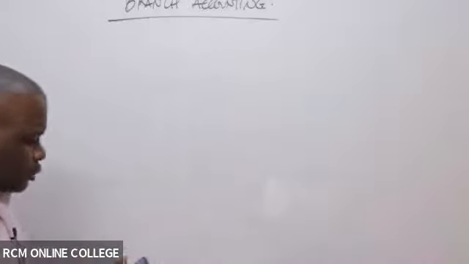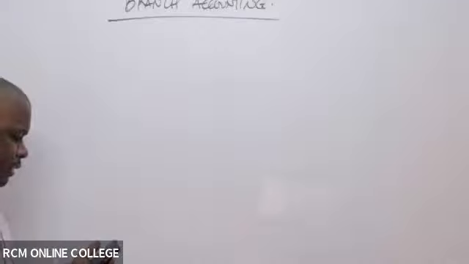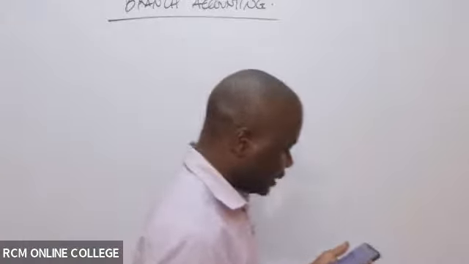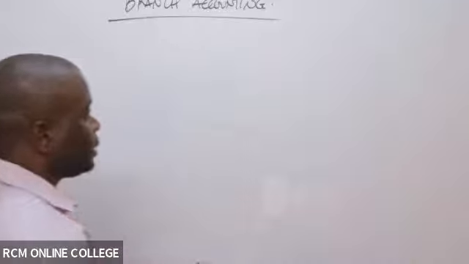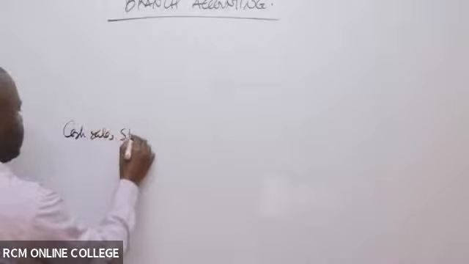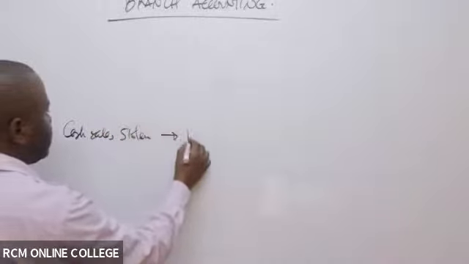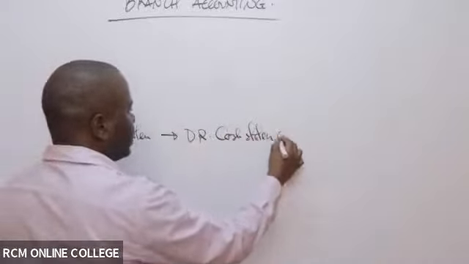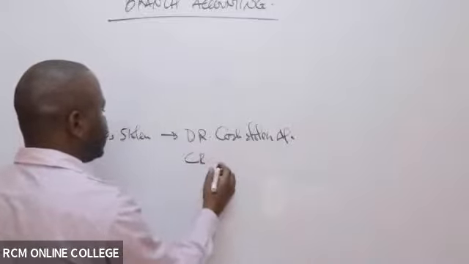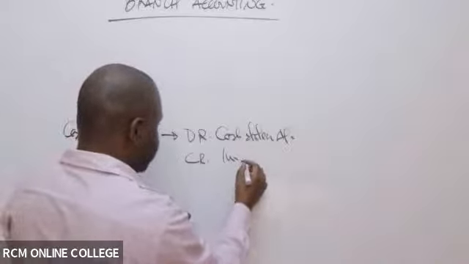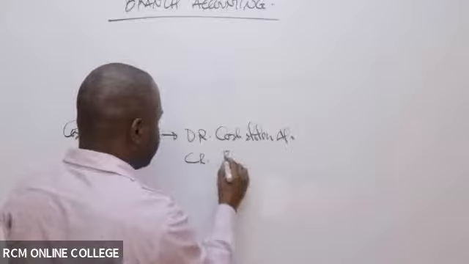Someone wants me to elaborate on transaction number 7. Number 7 is which one? 1, 2, 3, 4, 5, 6, 7. So cash sales stolen. We've said in this case you'll debit the cash stolen account, and then you'll credit the branch inventory account.